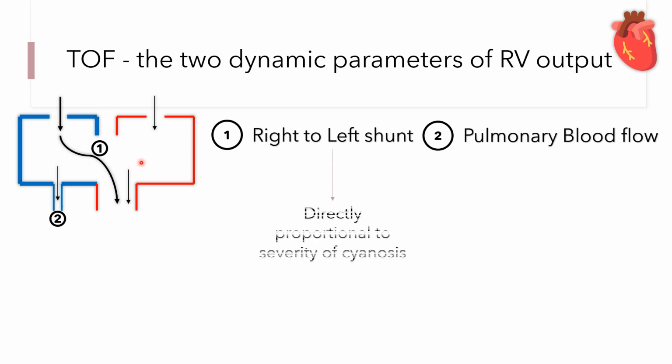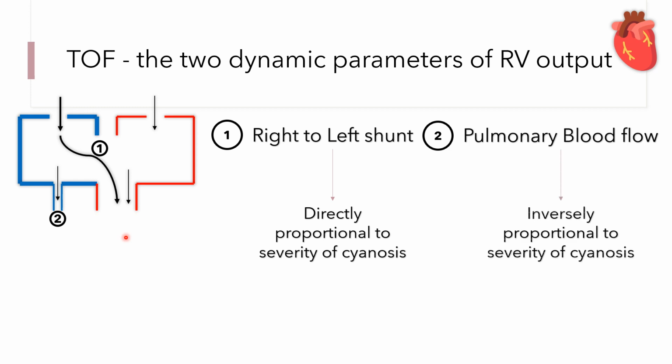The right to left shunt will be directly proportional to the severity of cyanosis. That means the more deoxygenated blood comes from the right ventricle into the systemic aorta, the more severe the cyanosis will be, obviously. The second thing is pulmonary blood flow. It will be inversely proportional to the severity of cyanosis. That means the more blood gets oxygenated by going into the pulmonary circulation, the less cyanosis there will be.